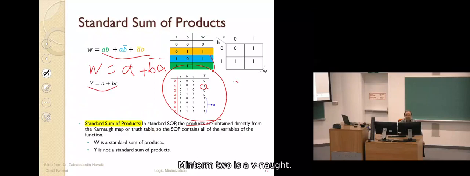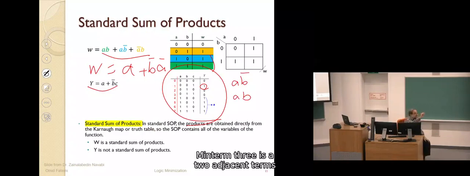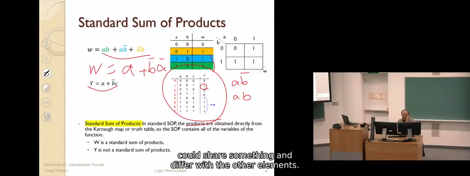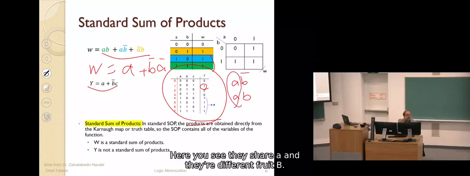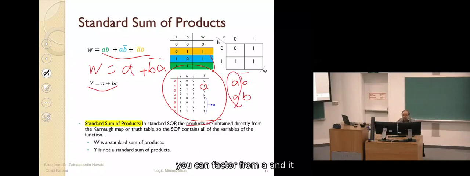Minterm 2 is A, B naught. Minterm 3 is A, B. Two adjacent terms could share something and differ in the other elements. Here you see they share A and they are different in B. So if this is the case, you can factor out A and it becomes A times (B naught plus B), which will be 1, and this will become A.